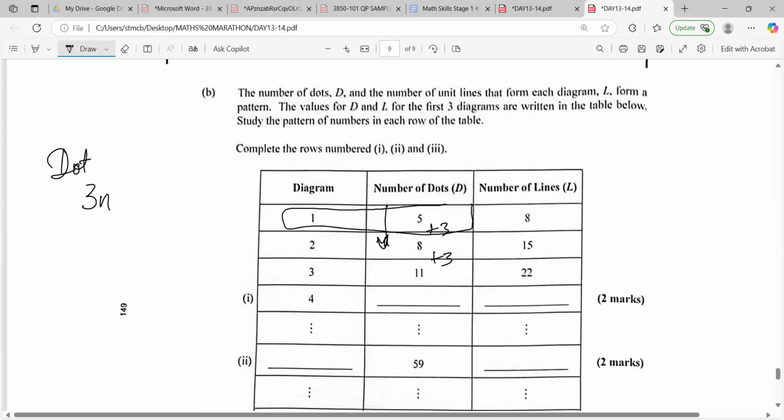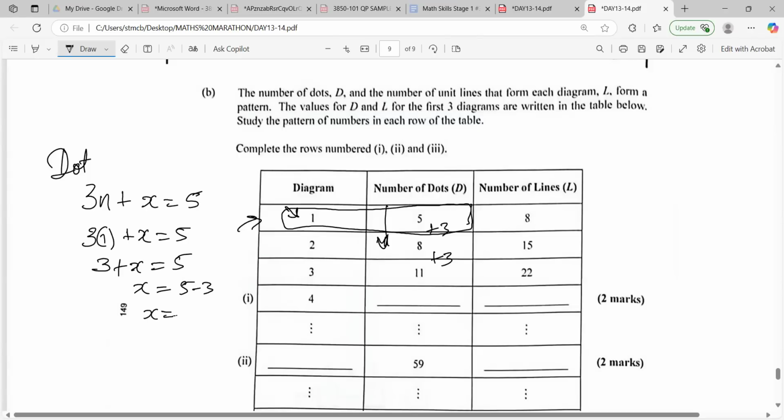Let me use the first one as my example, when n is 1, because that's the smallest number, right? So we have 3n plus x, and I want to find out what to add to 3n, add 5, add 2, add 3, whatever, to give us this, right? Now n is 1 because it's the first one. So we substitute 1 for n. Plus x. So you see we have one unknown now. So 3 ones is 3, plus x equals 5. Therefore it'll be 5 minus 3, so x is equal to 2.